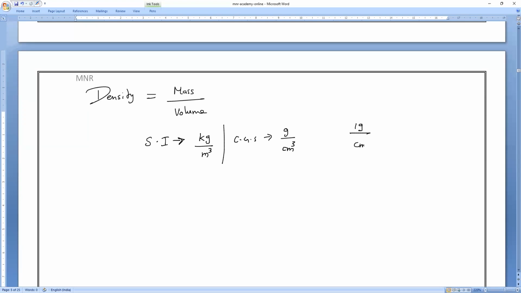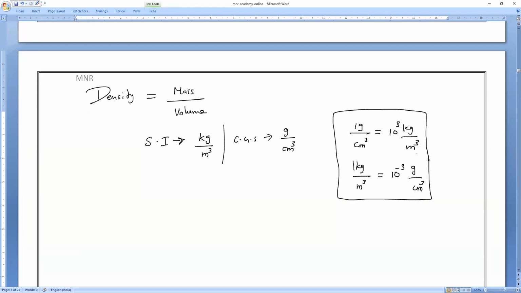And we all studied the relation between them. So 1 gram per cubic centimeter is equal to 1000 kilogram per cubic meter, or 1 kilogram per cubic meter is equal to 1 by 1000, meaning 10 power minus 3 gram per cubic centimeter. These are the relations we calculated in yesterday's class. Am I right, guys? Everybody, please respond.